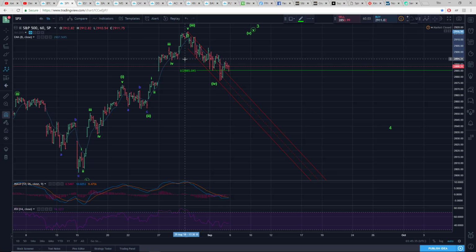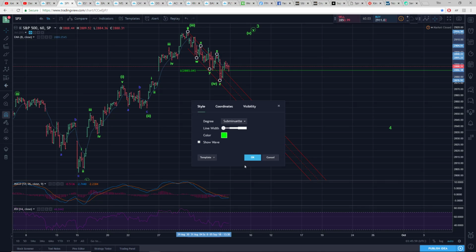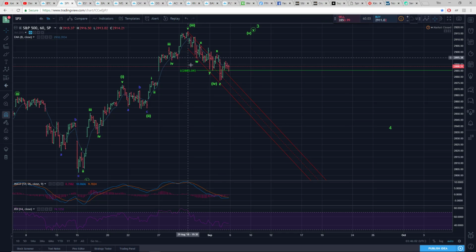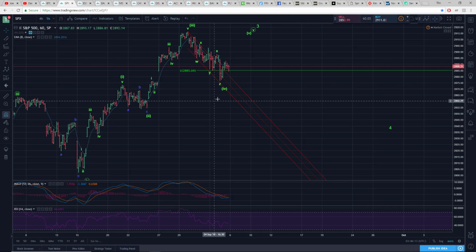And well, we have our W, X, Y, X, Z. Okay, just drop the degree down here. Should be good. Not micro, sub minuette, it should be good. Okay, so there we go. So W, X, Y, X, Z. So three zigzags joined together, and that's potentially for this, still this larger wave 4.